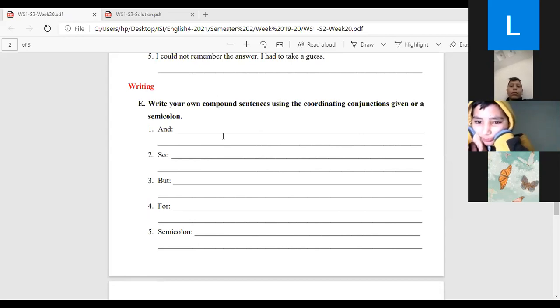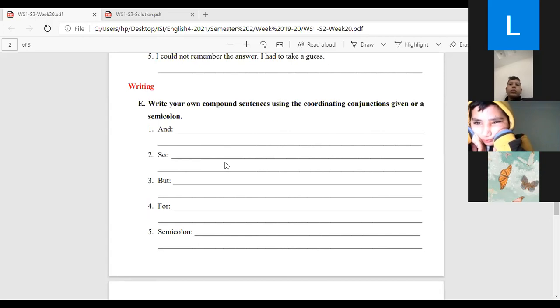I'm going to add a grade. So you have to use all of the conjunctions, and in number 5, you have to use the semicolon. Let me give you an example on the semicolon. She didn't pay attention in class, semicolon, she failed the test.